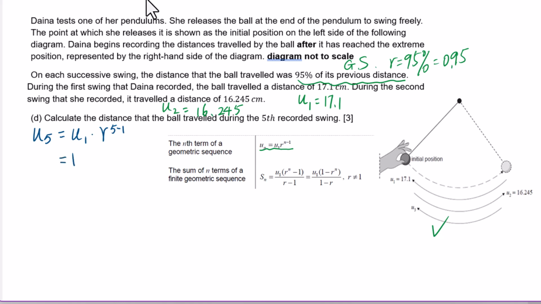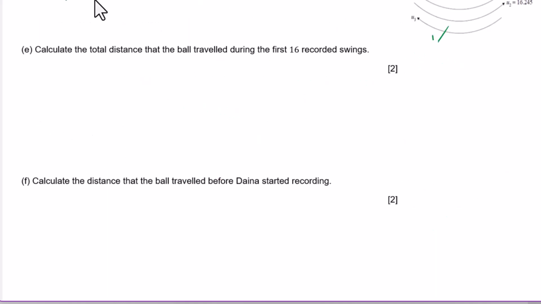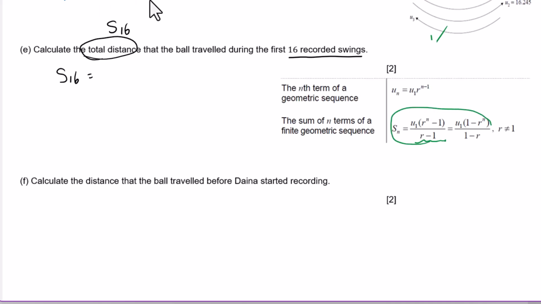Substitution: 17.1 times 0.95 to the 4th power equals 13.9 as 3 significant figures. E. Calculate the total distance that the ball traveled during the first 16 recorded swings. Total distance means S sub 16. S sub 16 equals. We will use this formula.